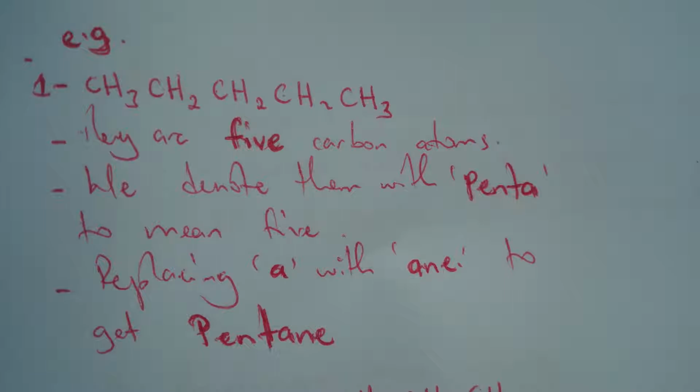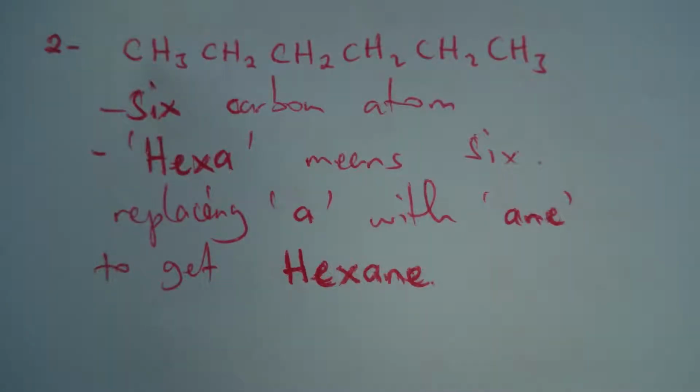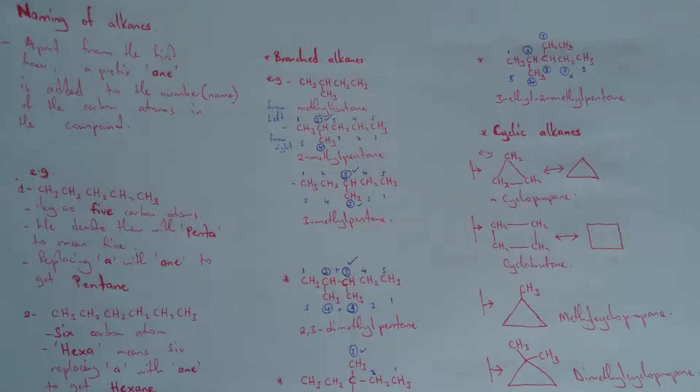Then you look at the sixth one, which has 6 carbon atoms, and from its number of carbon atoms we name it hexane, like the hexagon and so on. Then we have heptane, then we have octane and so on, depending on the number. We have decane and so on. So that's how we name them.